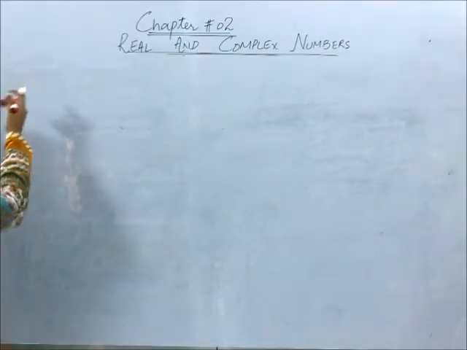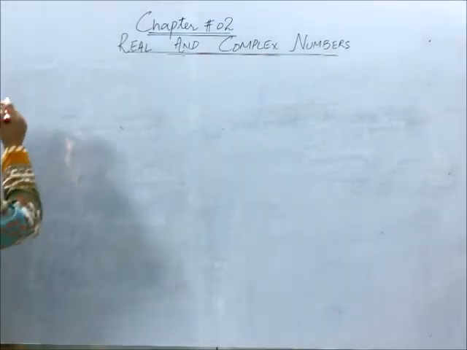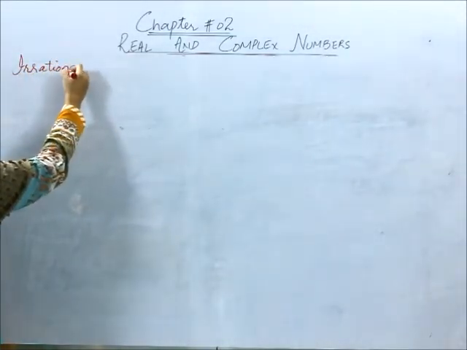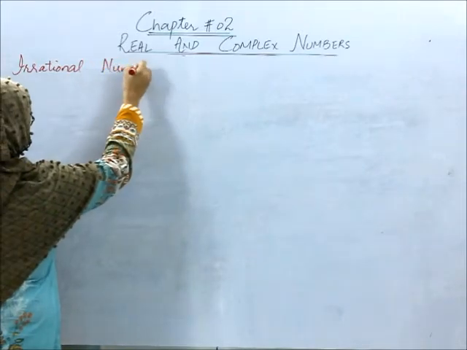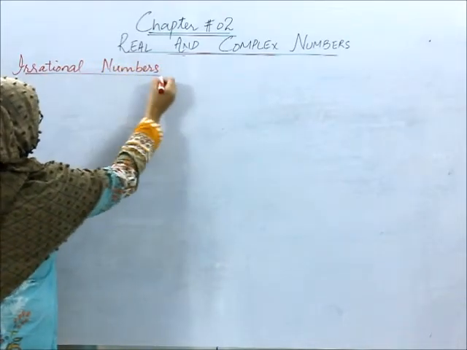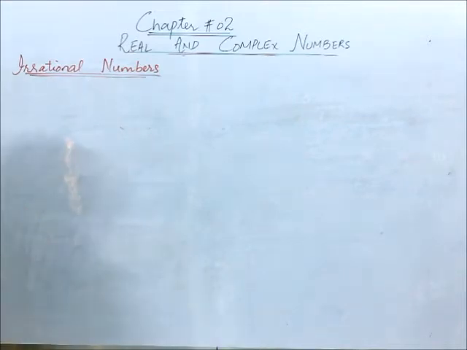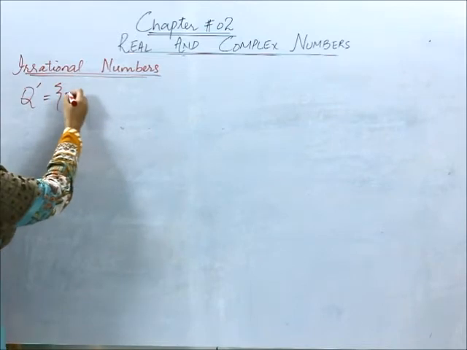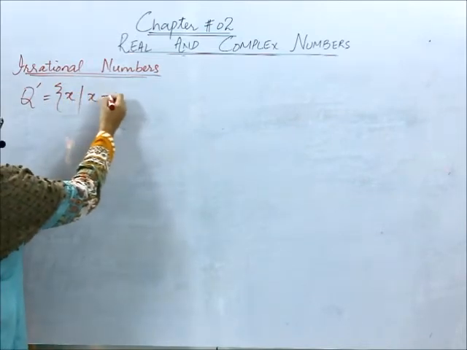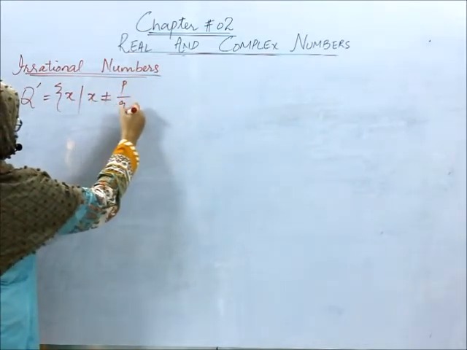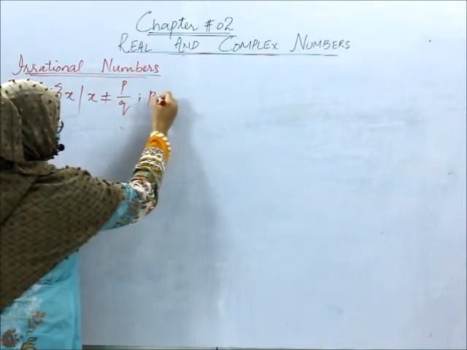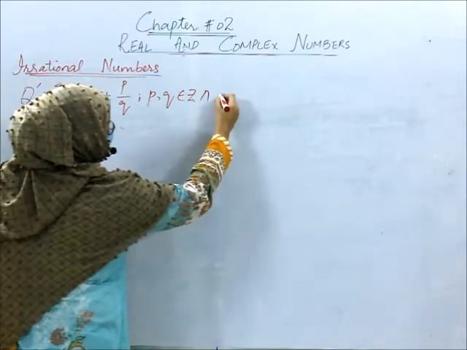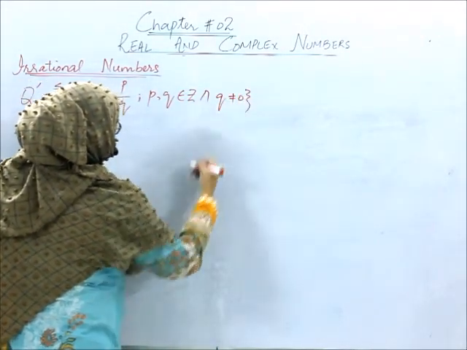So students, today we studied the rational and irrational numbers. Okay students, let us write down a few examples of irrational numbers. The numbers which cannot be written in P over Q form are called irrational. We denote it by Q dash, that is x such that x is not equal to P over Q, where P and Q belong to the integers and Q is not equal to 0.